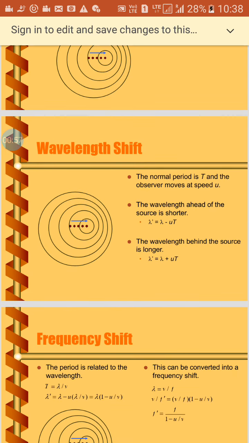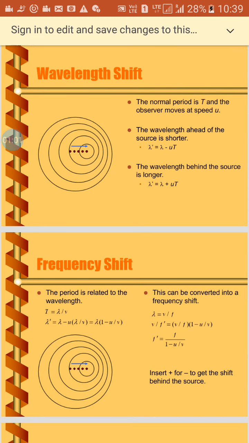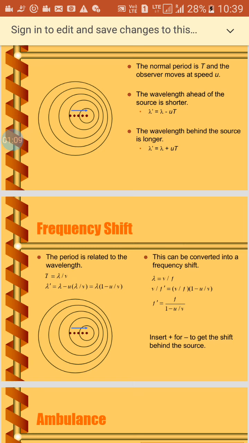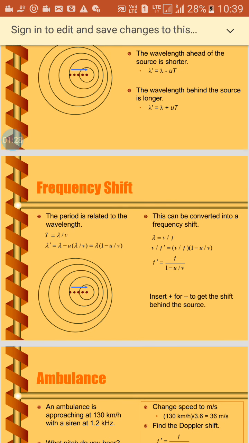Now the wavelength shift: the normal period is T and the source moves at speed u. The wavelength ahead of the source is shorter, and it is denoted by lambda dash, which is equal to lambda minus uT, where T is the normal period and u is the speed of the source. Now the wavelength behind the source is longer: lambda dash is equal to lambda plus uT.